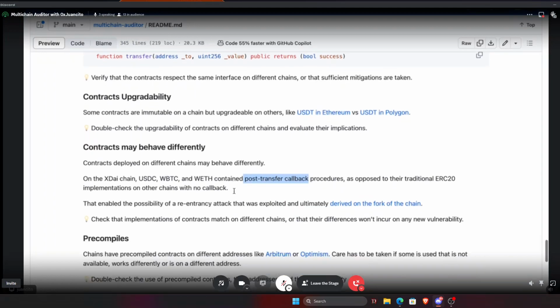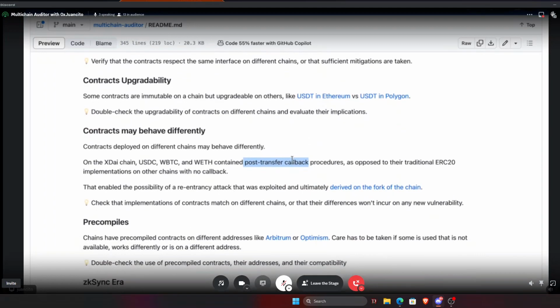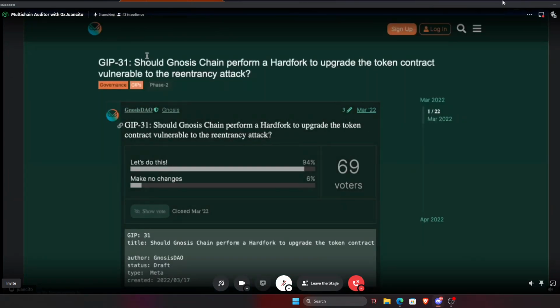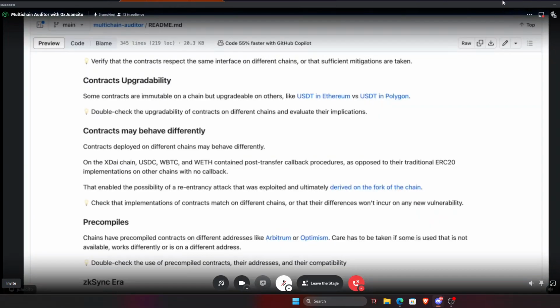And let's say that your manager wants to deploy the project on Ethereum, but they also want to deploy it on XDAI and 100 different chains because it's the same. Well, it's not really the same. In this specific case, XDAI had this post-transfer callback. It led to some exploits, and they had to hard fork the chain, which ran into many issues. They rebranded as Gnosis chain and so on.